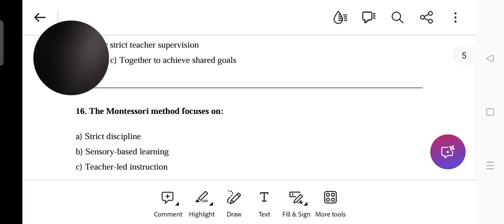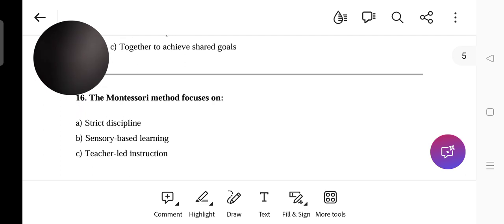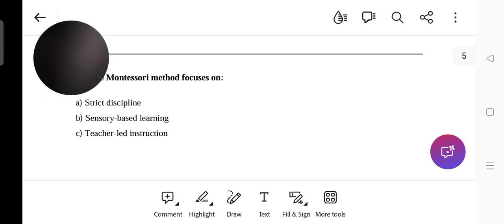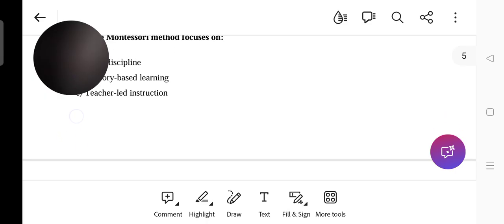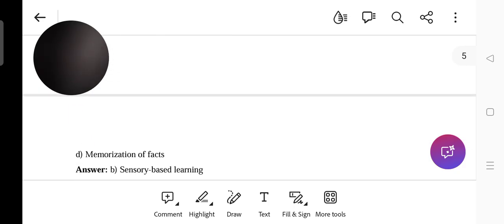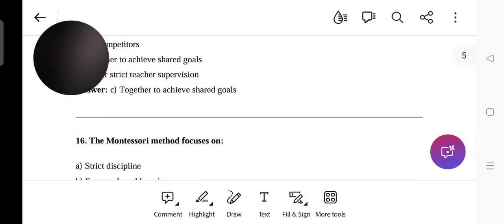Okay, the next question. The Montessori method focuses on what? Option A, strict discipline. Option B, sensory based learning. Option C, teacher led instruction. And option D, memorization of facts. The answer will be sensory based learning. The Montessori method focuses on sensory based learning.